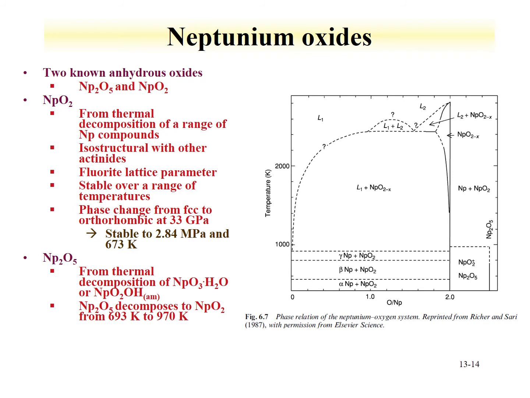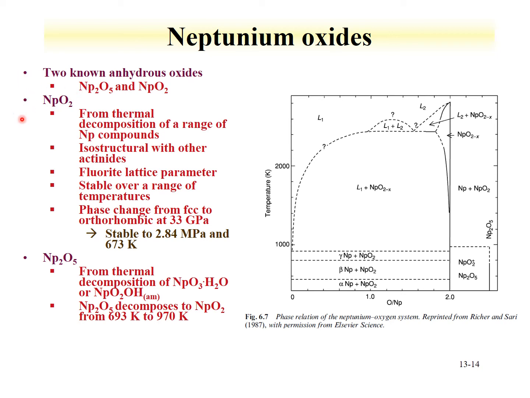The oxides of neptunium are important compounds for the nuclear fuel cycle. However, unlike uranium, there are only 2 known oxide species. Remember, with uranium we had primarily UO2, U3O8, UO3. For neptunium, we have Np2O5 and the dioxide, NpO2. NpO2 is the stable oxide, and it can be formed from the thermal decomposition of a range of neptunium compounds, and it has the same sort of structure as the other actinides, so we would expect neptunium dioxide and uranium dioxide to form solid solutions.